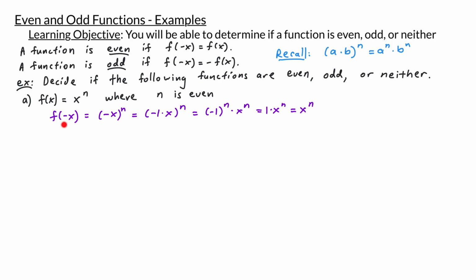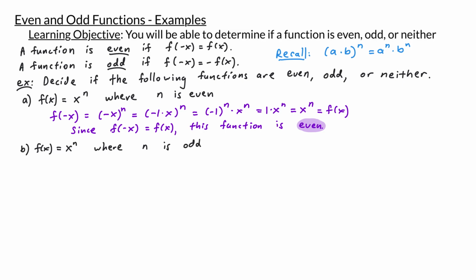So we started off looking at f of negative x. When we simplified it, we got x to the n. Now, x to the n is the formula for f of x. So we can write here at the end that this is equal to f of x. And since f of negative x is equal to f of x, we can conclude that our function is even.